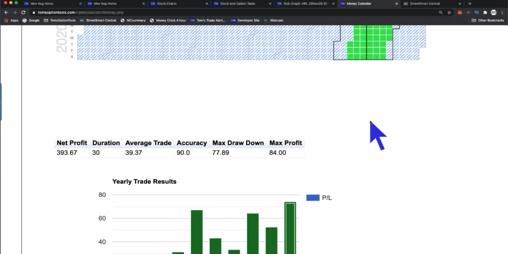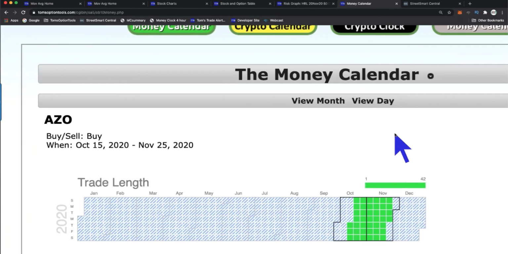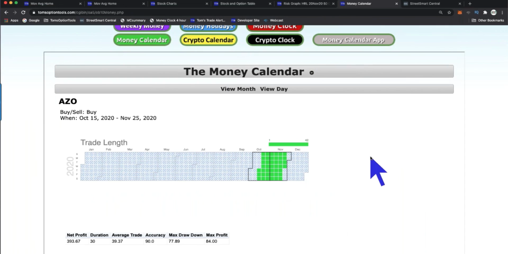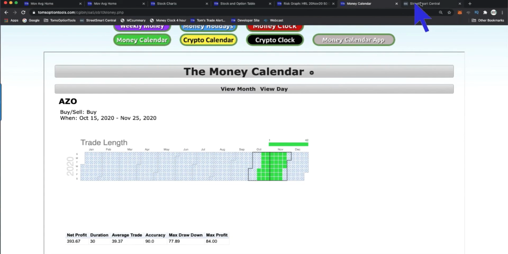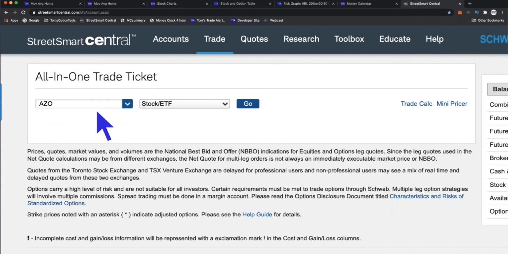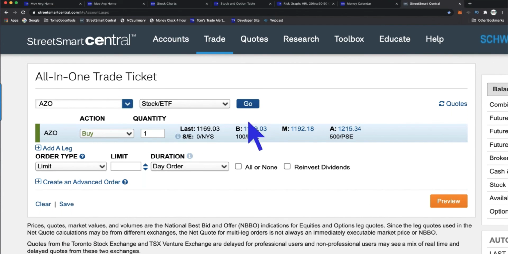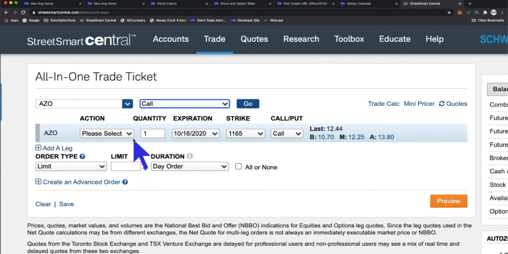And so that's AutoZone. Now, what is the problem with AutoZone? Because I already see it. Some of you don't. Let me show you what I'm talking about. The problem is, let me just go to Street Smart real quick. And again, AZO, AutoZone. You know what the problem is? It's $1,169 a share. So how much do you think that call option is going to cost? It's in November. Let's find out.